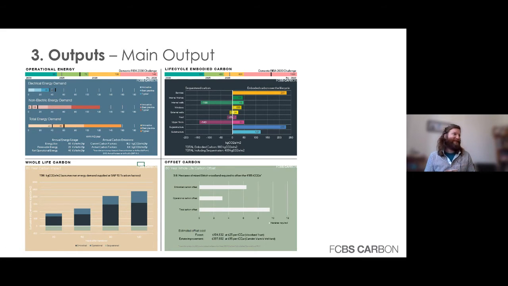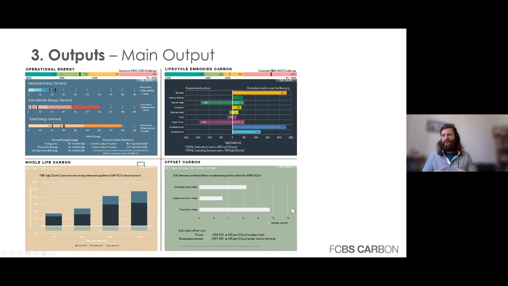This is your main output. It breaks down per building element. It tells you what's emitted, what's sequestered, how you're doing against the 2030 challenge. What's your carbon doing, your operational versus embodied over 30, 60, 90, 120 years.